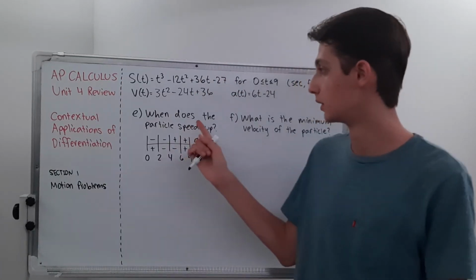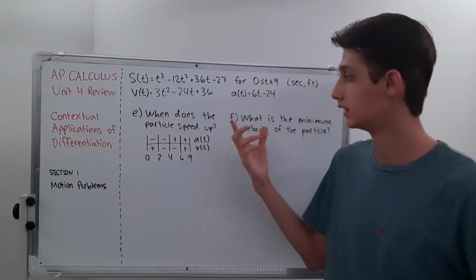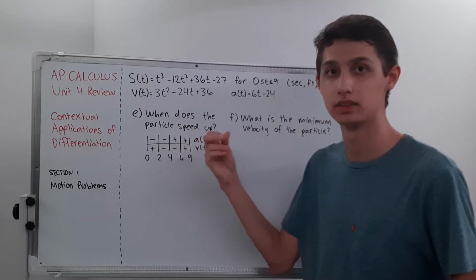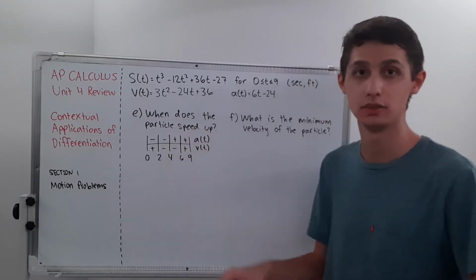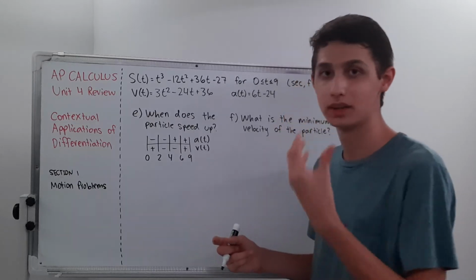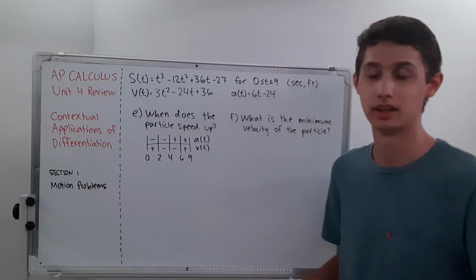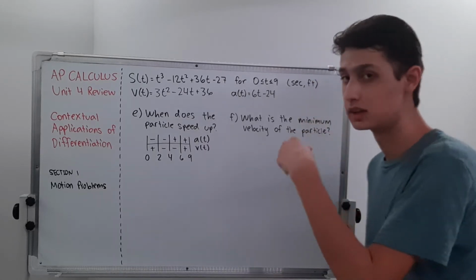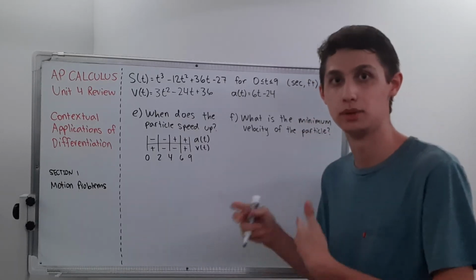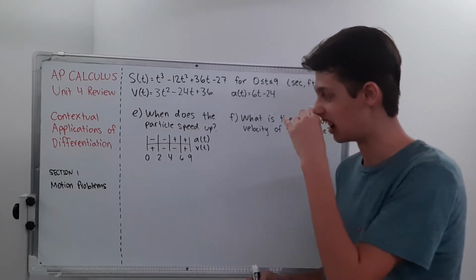Alright, so now we have, when does the particle speed up? Okay, so speeding up, speed means, so this is basically just speed increasing. Speed is the absolute value of the velocity. And basically, when you want something to speed up, the acceleration and the velocity both have to be the same sign. Think about it this way. Your velocity is increasing when you're speeding up, right? But your acceleration is also increasing at the same time.